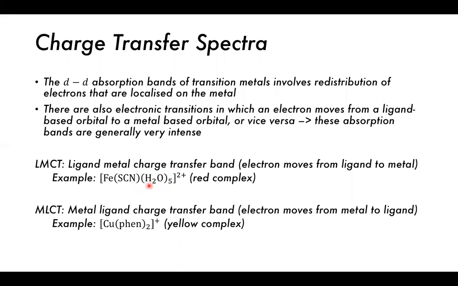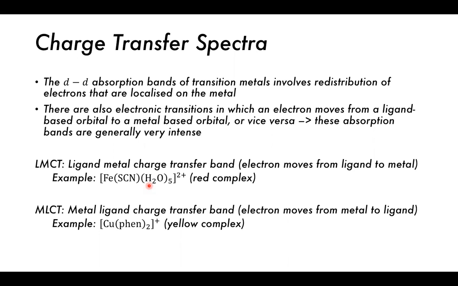And the opposite is whenever we have a metal with a lot of electrons and something which can accept electrons, so maybe that's an aromatic type of ligand. So an MLCT is a metal to ligand charge transfer band. And so this is where the electron moves from the metal to the ligand. An example of that would be a copper phenanthroline complex. So the phenanthroline is aromatic. It can kind of accept momentarily those electrons.